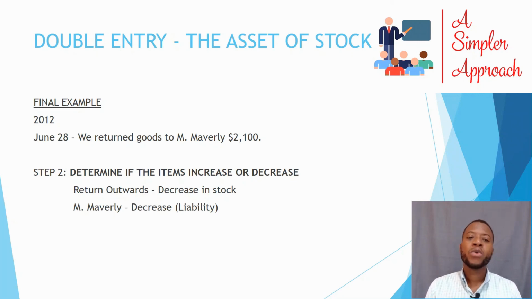M. Maverly would also reflect a decrease in liability because in the same way when F. Bryan, our debtor, had sent back goods to us and we don't expect to charge him for it, it would be the same way that when we return goods to M. Maverly, we are not expected to pay for it because we have returned it. Okay? So our liability to M. Maverly would have decreased. Okay? That takes care of step 2.